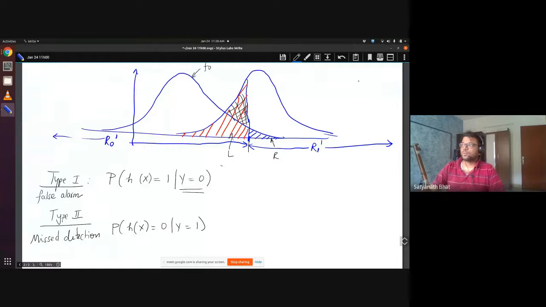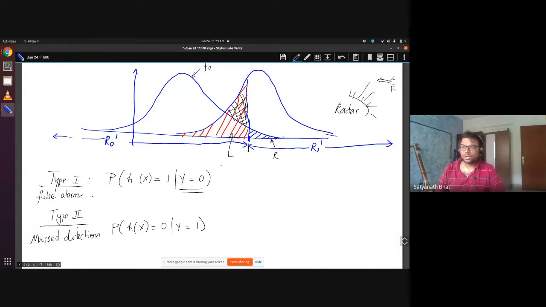You have a radar, and possibly you are looking out for incoming missiles. If you wrongly say that there is a missile coming in, you raise an alarm, but there is no missile, this is a false alarm. And if there is a missile coming in and you don't say anything, it's a missed detection. That's the reason why these names have been kept like this. So this is one concept.